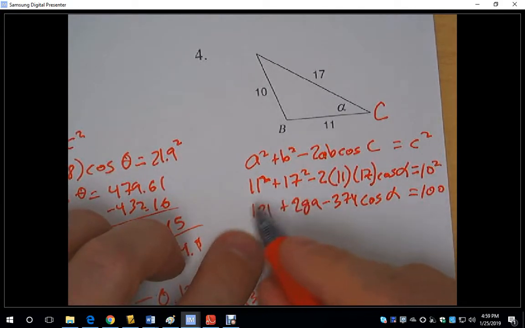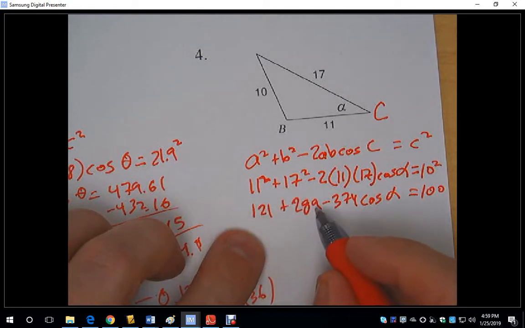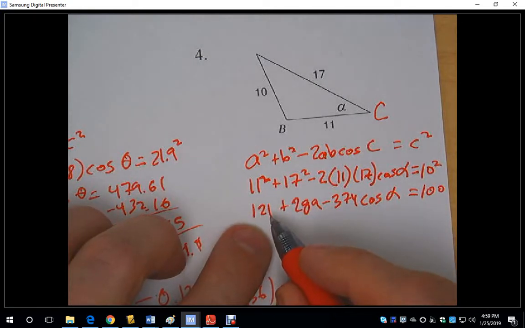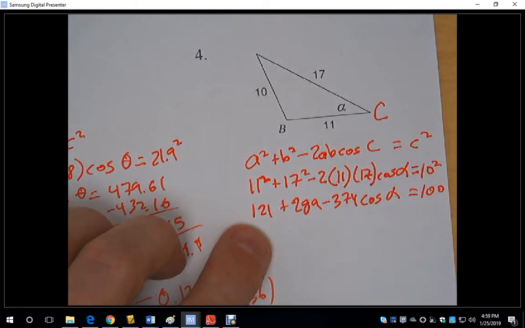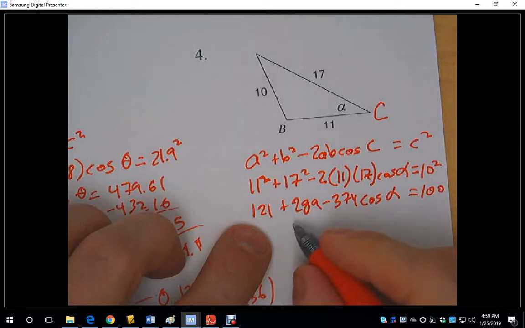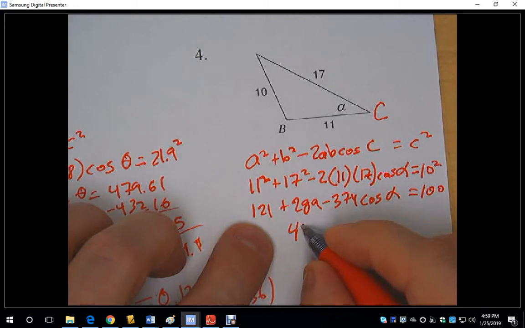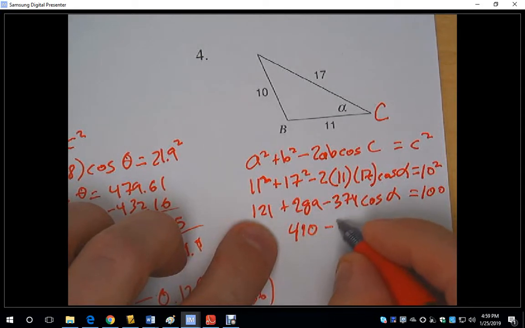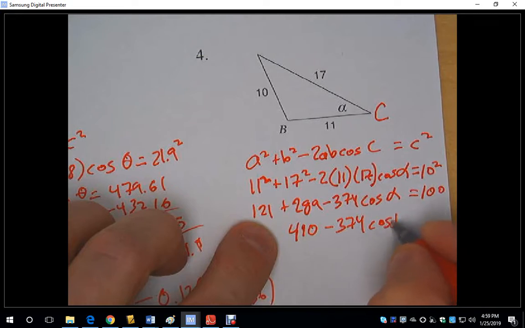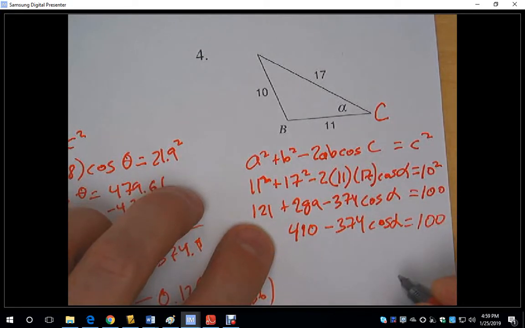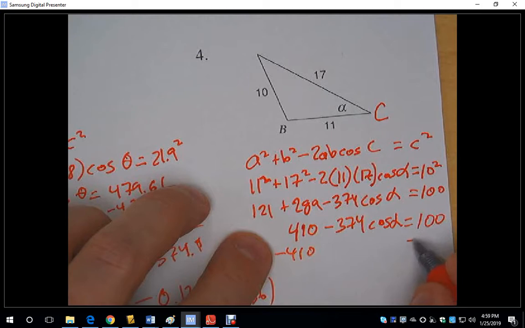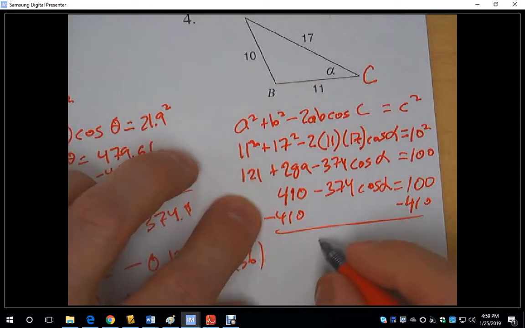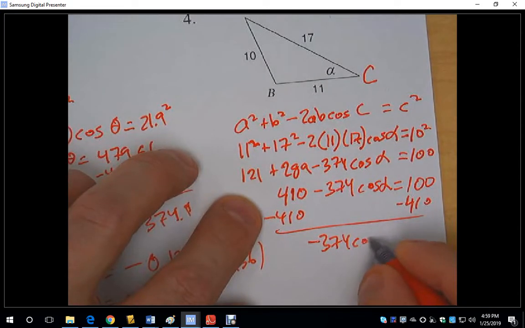So we can combine like terms here, and that's going to give us 410, I believe. 410 minus 374 cosine alpha equals 100. Now we're going to subtract the 410 from both sides. That's going to give us negative 374 cosine alpha equals negative 310.